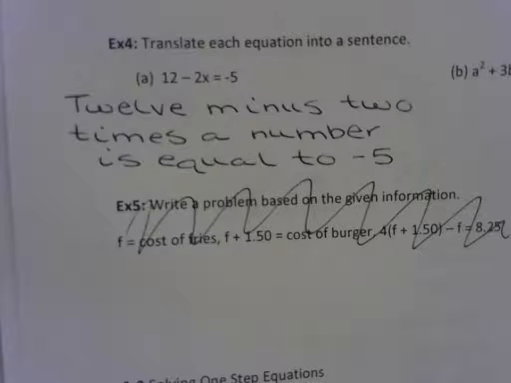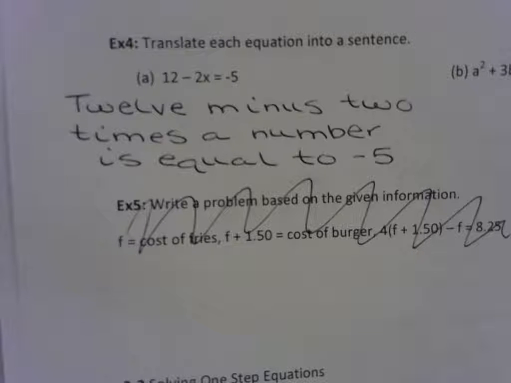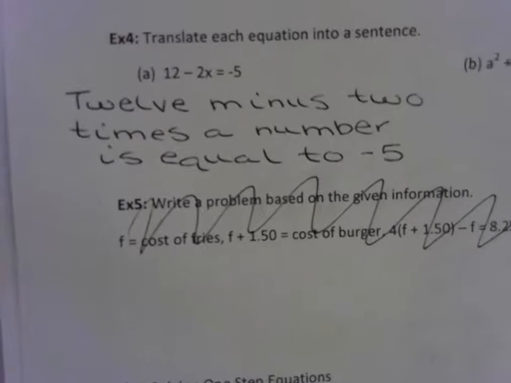12 fewer than 2 times the number. 12 fewer would be 2x minus 12. How else could I write it? Someone besides Ethan. 2x less than 12. Yeah, I don't want 2x though. 2 times the number, less than 12. Keep going. How do I represent the equal sign? Is -5. Yeah, so there's lots of options for ones like this.